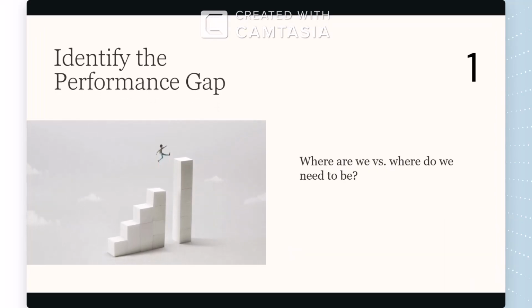First, we will identify the performance gap. What's the measurable difference between where you are and where you need to be? For example, if your sales team is closing 30% of leads, but the goal is 50%, there's your gap. Be specific and quantifiable whenever possible.